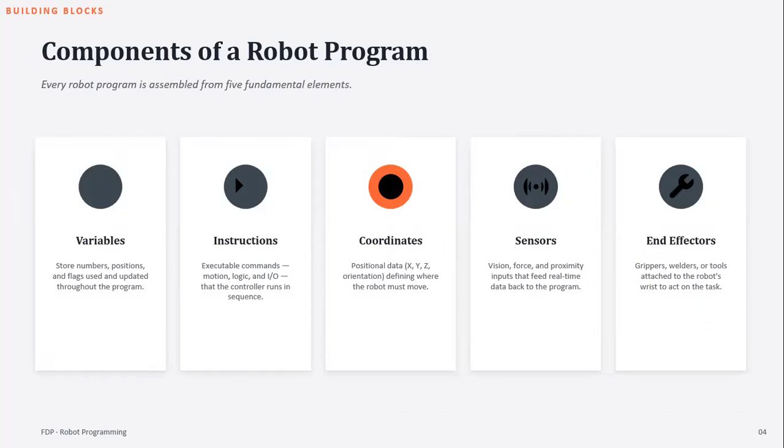Followed by the introduction, let us now discuss the basic components of robot programming. A robot program comprises several important elements such as variables, instructions, coordinate systems, sensors and effectors, and motion commands. Together, these components define how the robot senses its environment, moves accurately according to the information gathered from the sensor, and performs the desired operation safely and efficiently.